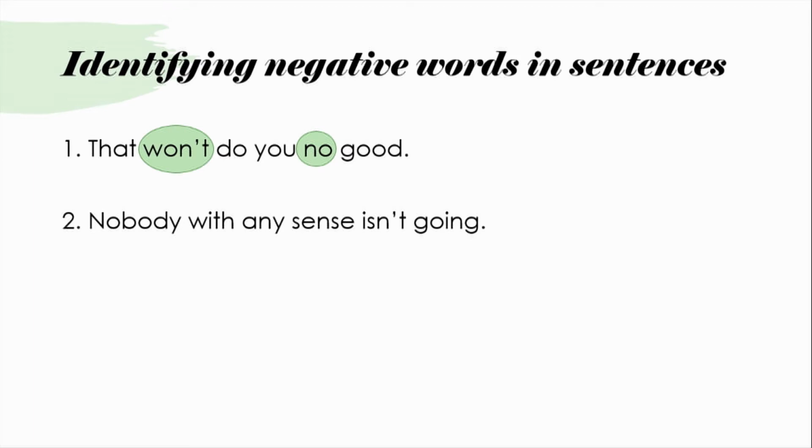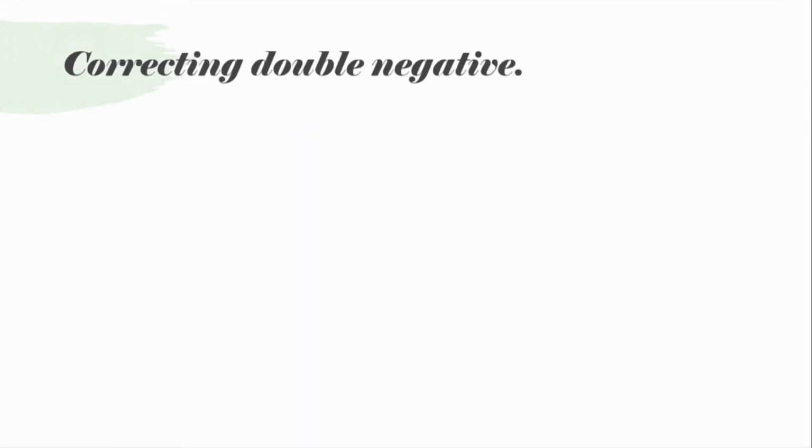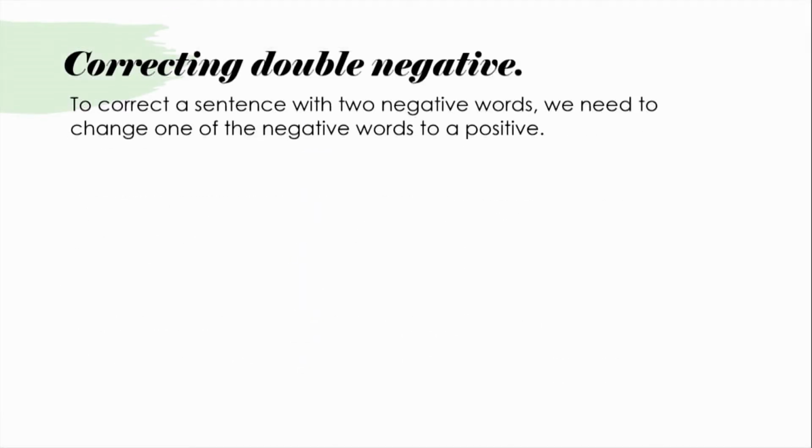So let's look at number 2. Nobody with any sense isn't going. Read that and you think it through. What are the negative words? Nobody and isn't. She never goes with nobody. She never goes with nobody. What are the negative words there? Never and nobody.